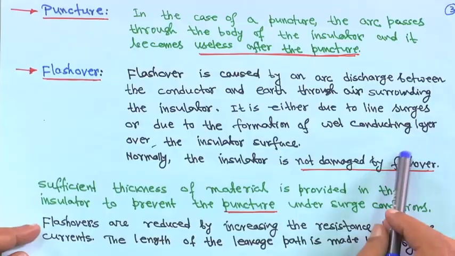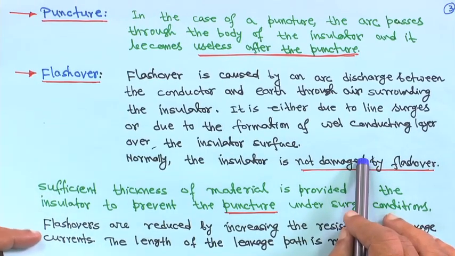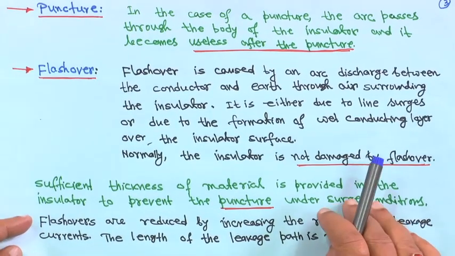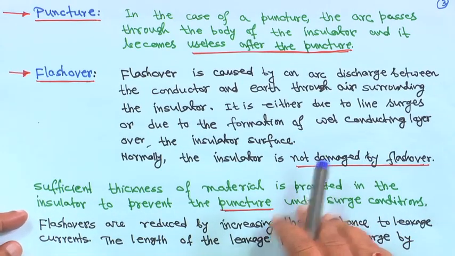You can see it in the rainy season or other times. Even on the traction line, I have also observed during the rainy season that some flashover is going on, but nothing happens to the insulators. So, if flashover happens, the insulator will not be damaged, but in a puncture, the arc will pass through the body of the insulator and it will be totally damaged. I will give you some diagram of it, right.